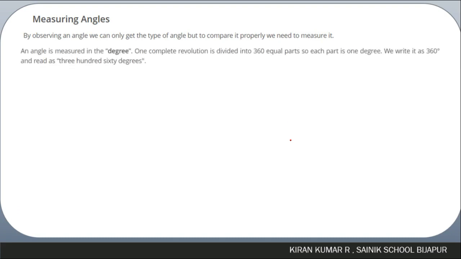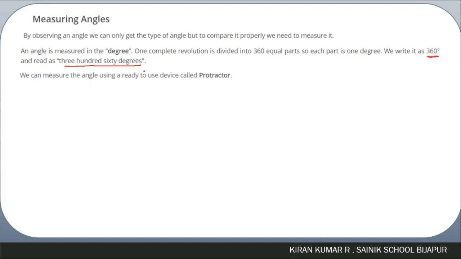The angle is measured in terms of degrees. One complete revolution is divided into 360 equal parts. Each part is 1 degree. We write 360 degrees, and it is symbolically written in this way, and it is to be read as 360 degrees.